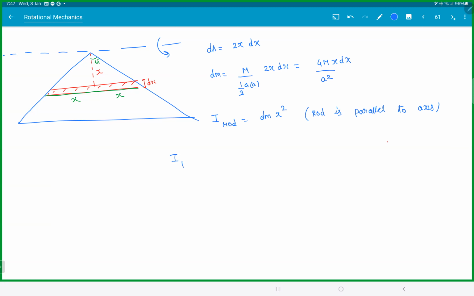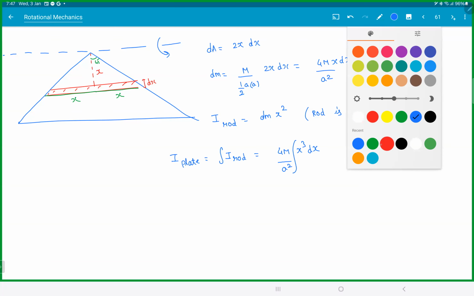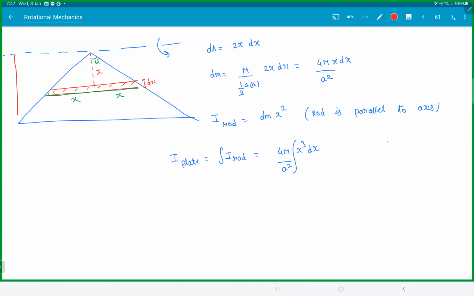So I of this plate will be the integral of I of the rod, which would be 4m x cube dx by a square, integral. Now be careful, x is not 0 to a. X will be this height. How much is this? A by root 2, right? Because you're taking x from the top, be careful. That's what I'm saying. X is not the height. The limits will go from 0 to a by root 2.